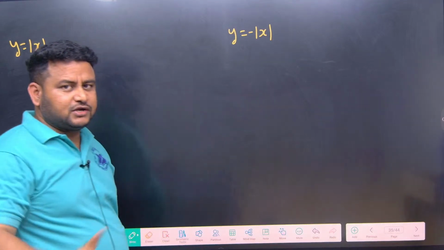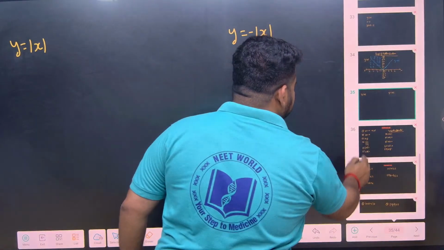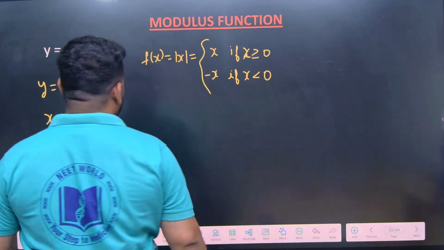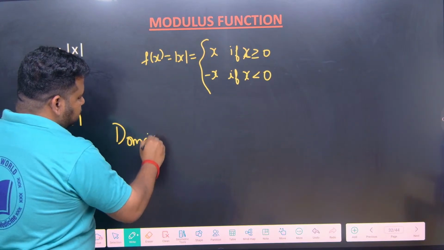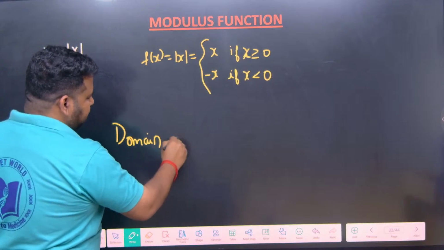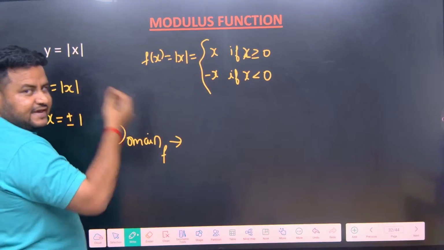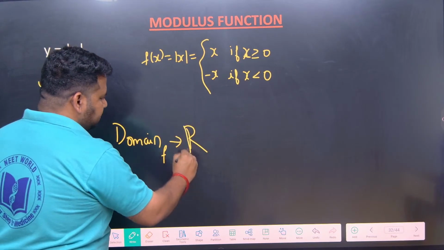But before going to that, you have to understand, when we talk about the modulus function, we have to talk about the input and output, yes or no? Input means what? We call it the domain. So the domain of this function is what? It is the set of all real numbers. The x value can take any value.